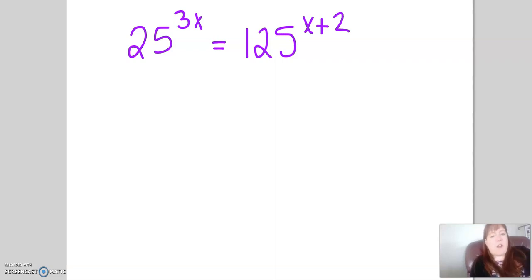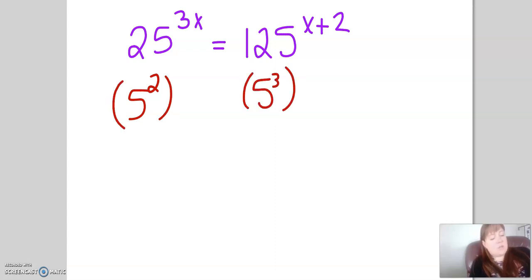We're trying to solve for x in the exponent, and the first thing we notice with this one is that we could give them a common base, because 25 and 125 are very similar numbers. In fact, 25 is the same as 5 squared, and 125 is the same as 5 cubed. So I could just rewrite these as 5 squared and 5 cubed.